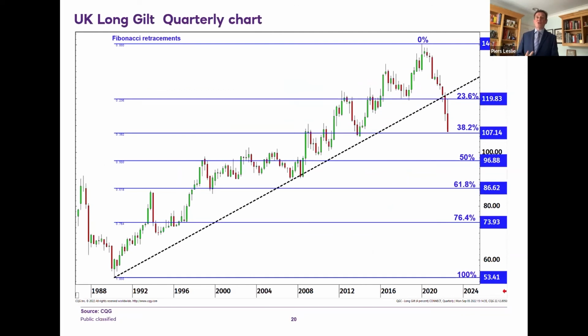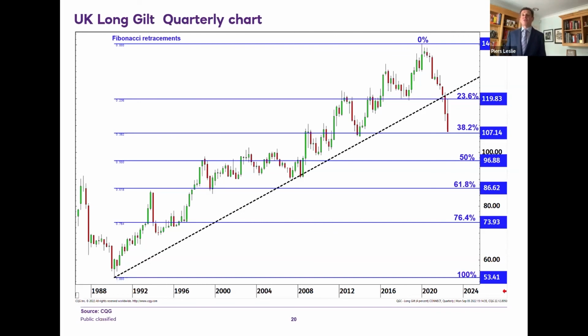And this is the long-term gilt market going back to 1988. But from 1990, you can see there was a nice trend line going up. So UK gilts were on a steady progression higher and higher. It then topped out, and over the course of 2020, you can see it drop down. It broke that trend line up from 1990. Last month, it went up to the 23.6%, failed there, and it fell. Where's it fallen to? It's fallen to the 38.2%.